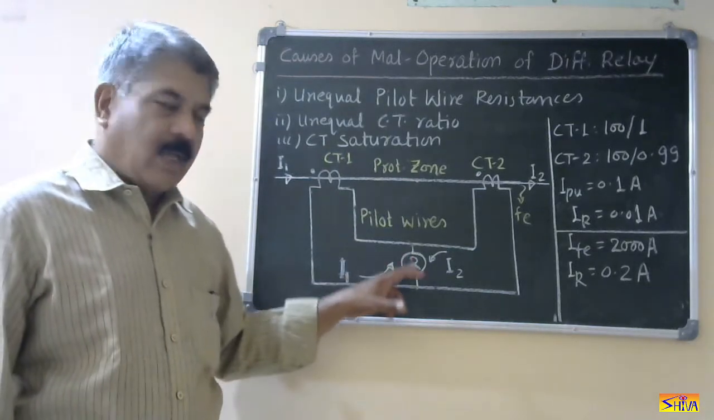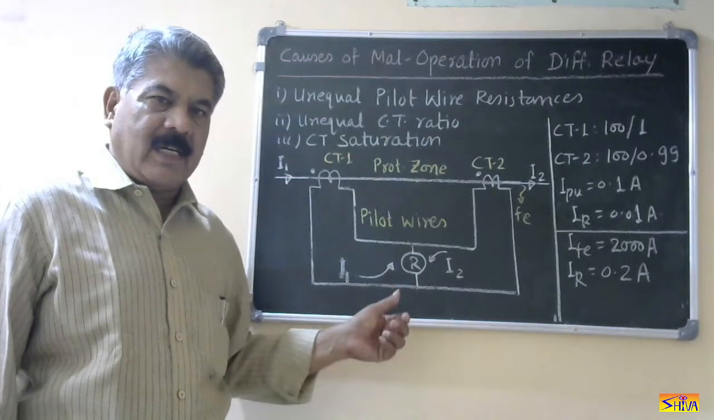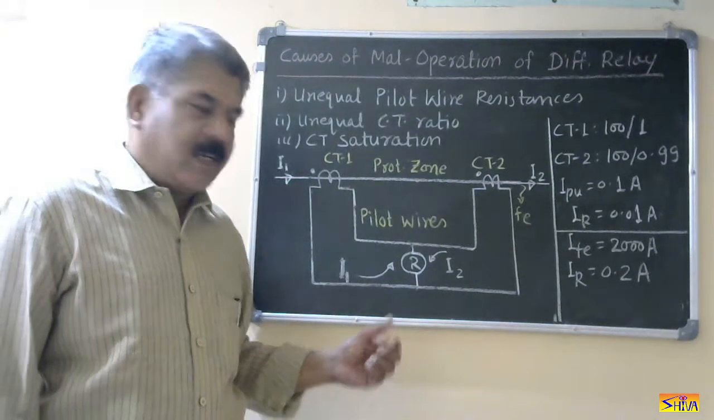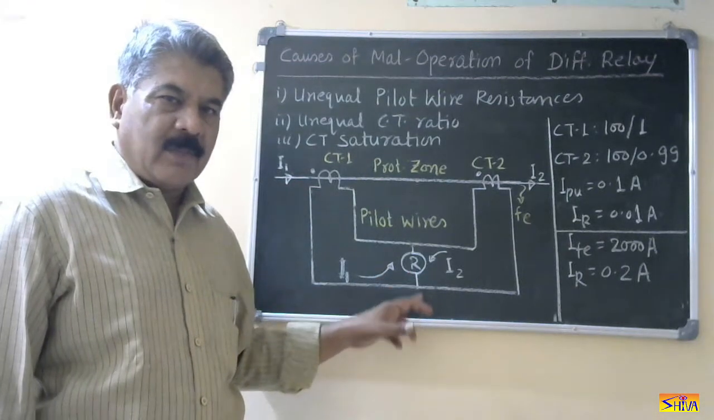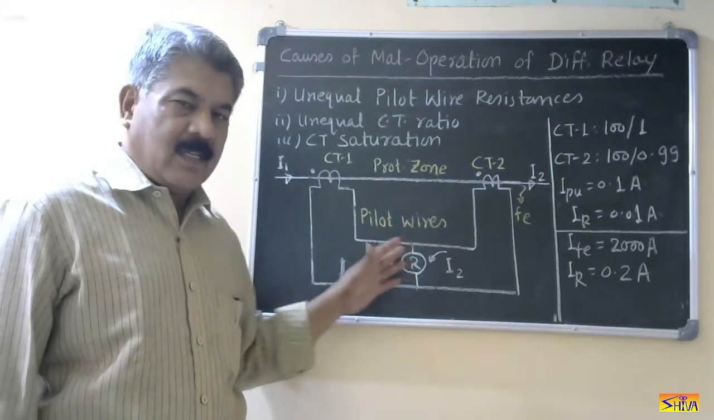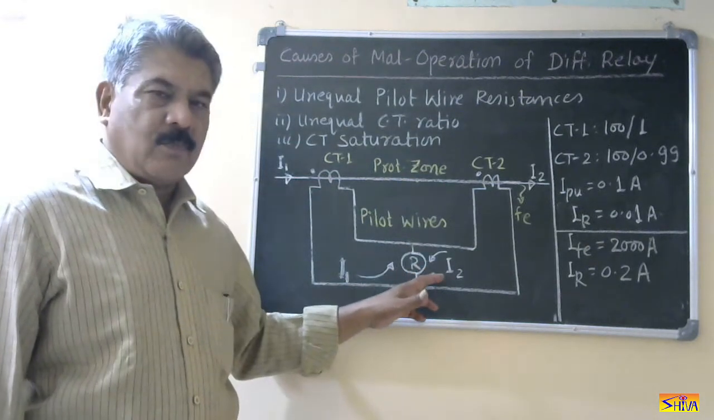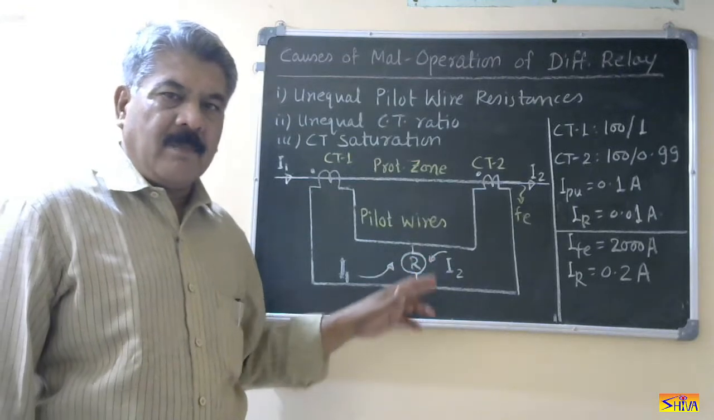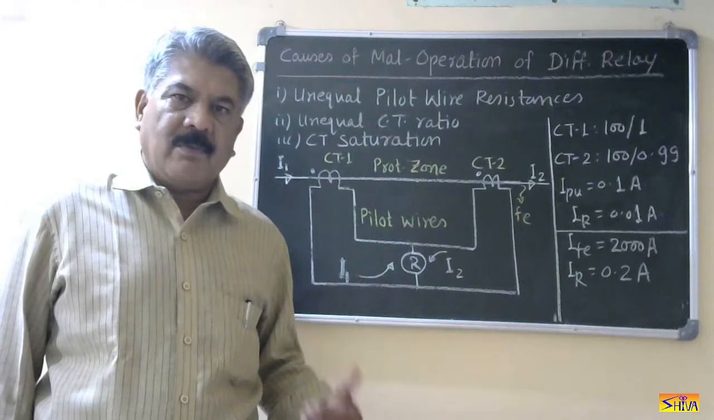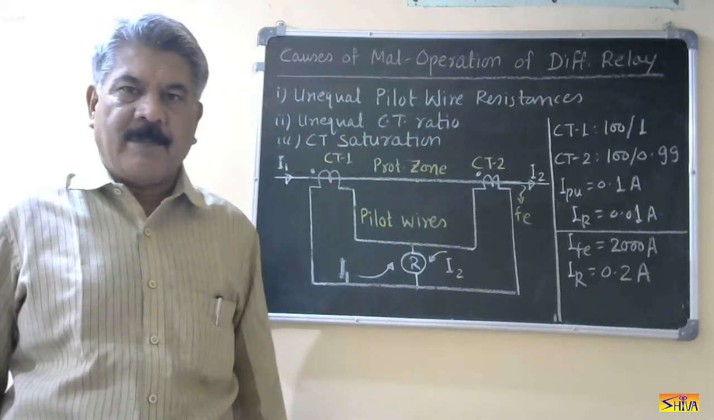Now here, when we are connecting the instantaneous relay in the differential circuit, the requirement is that it should be connected at the equipotential point so that during normal condition, the current through this relay should be zero. But if we are not connecting this at the equipotential point, means the pilot wire resistances are not equal, then some current is flowing through this relay during normal condition also. Whenever there is a fault, this current will proportionately increase.